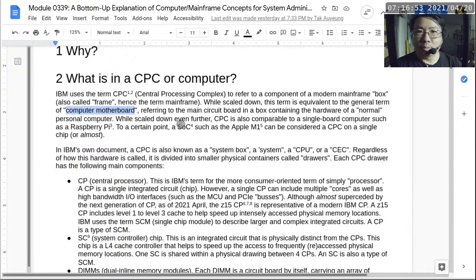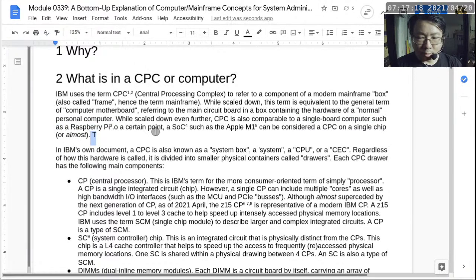It is also comparable to some of the other concepts, such as a single board computer, like the Raspberry Pi, which is a tiny little computer about 3 by 4 inches or so. It's powered by USB, and it can run Linux. To a certain point, it also compares to a system on chip, such as the Apple M1 chip.